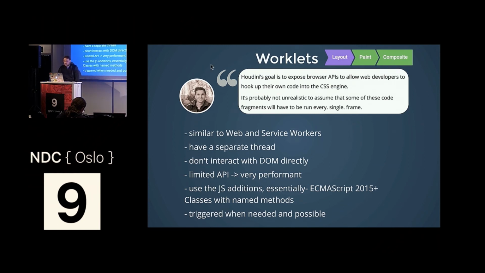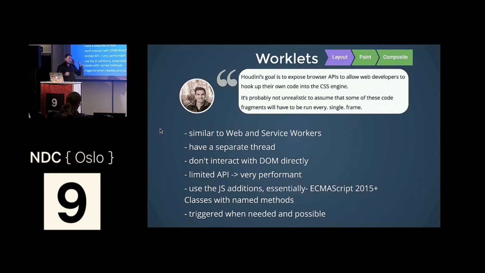Surma is one guy who actually works at Google on this part, and he says that if we want some JavaScript code to be executed during these parts of CSS, can you imagine actually how often it can be triggered? So let's take a look. He says it's probably not unrealistic to assume that some of these code fragments will have to be run every single frame, which means every millisecond, every microsecond, maybe even more. So what can we do in this case? We have this browser rendering, we have some piece of JavaScript we want to actually execute, and we don't want to block the user UI, correct?